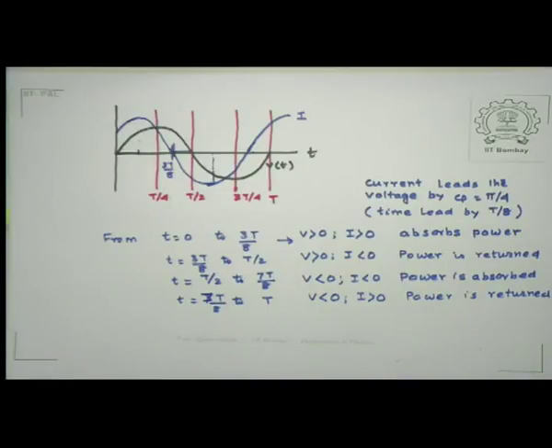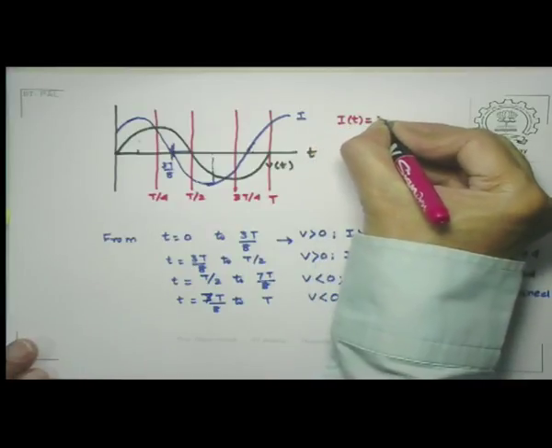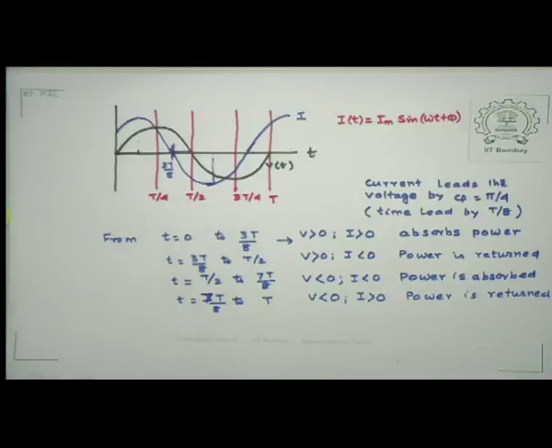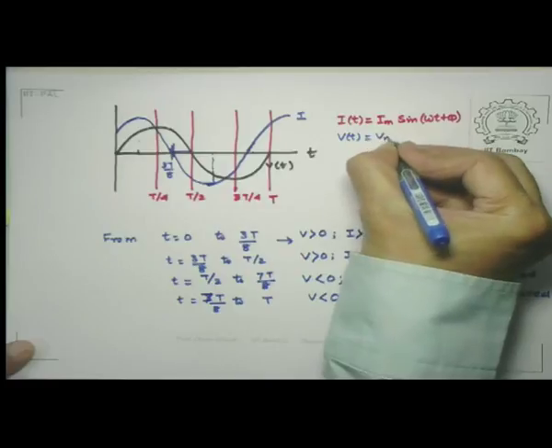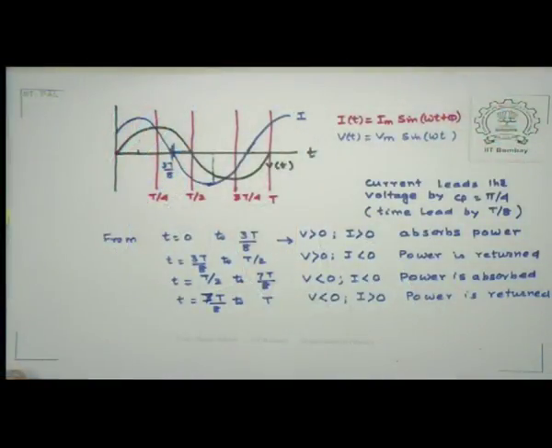Now look at what it actually implies. My current expression was Im sin(omega t plus phi), whereas my expression for the voltage was Vm sin(omega t). In deciding which is positive and which is negative, I realized that the sine function remains positive for the first two quadrants and becomes negative in the next two quadrants. And if you look at this summary, you will realize for a larger part of the cycle, the circuit absorbs power from the source, and for a relatively smaller duration, it returns energy to the source.